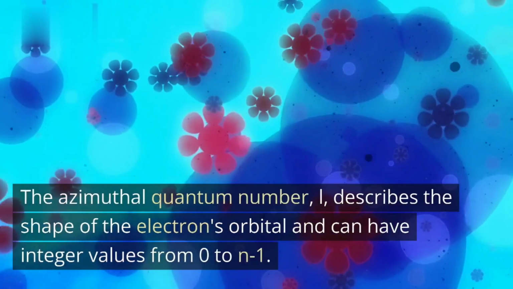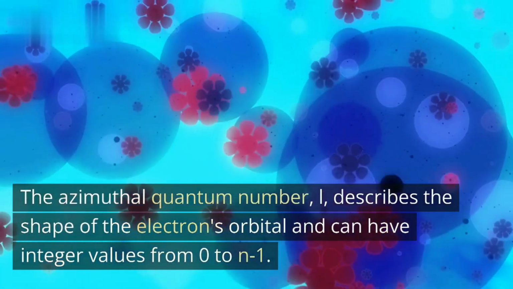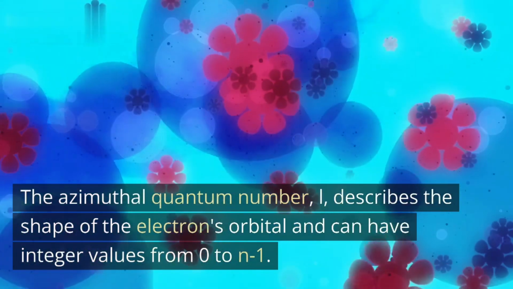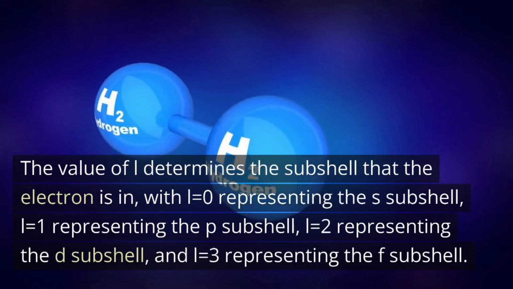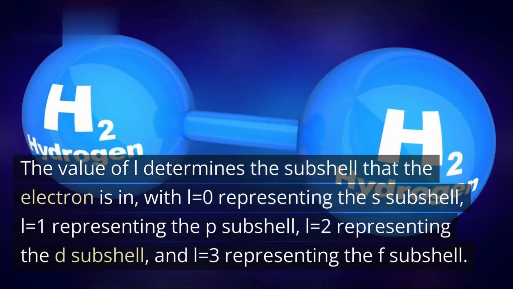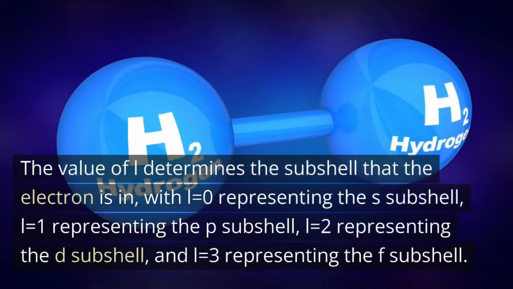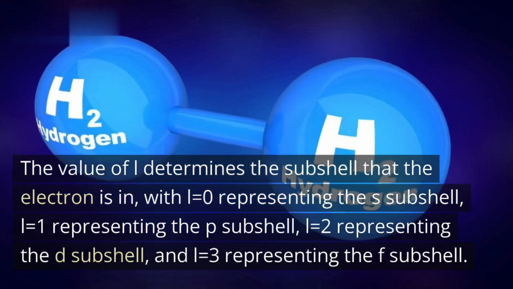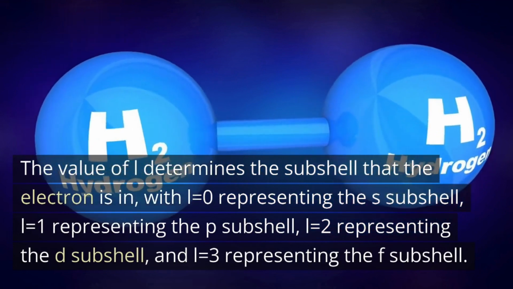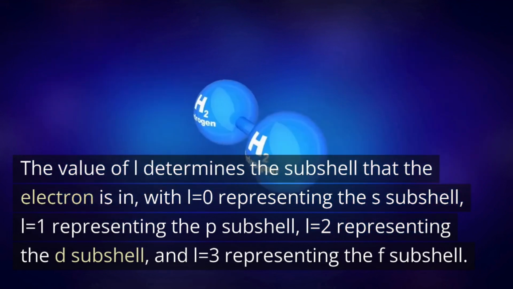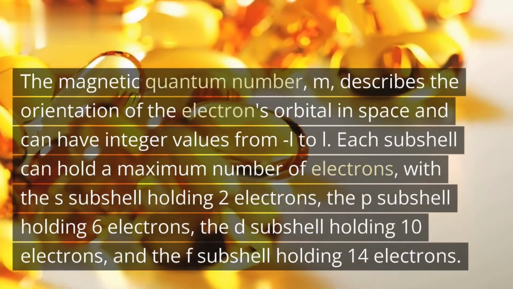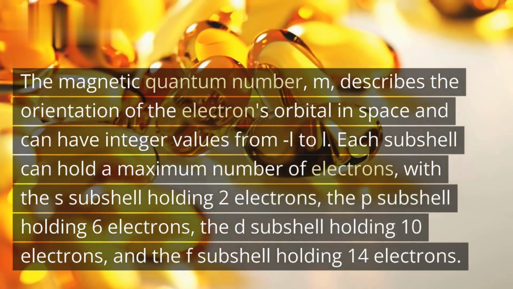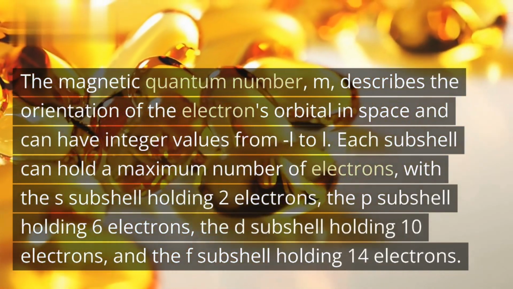The azimuthal quantum number, l, describes the shape of the electron's orbital and can have integer values from 0 to n-1. The value of l determines the subshell that the electron is in, with l equals 0 representing the s subshell, l equals 1 representing the p subshell, l equals 2 representing the d subshell, and l equals 3 representing the f subshell. The magnetic quantum number, m, describes the orientation of the electron's orbital in space and can have integer values from -l to l.